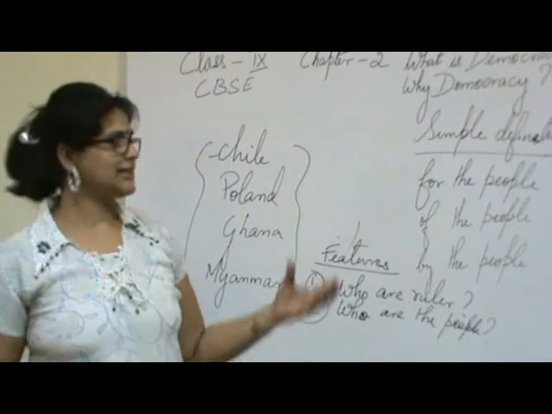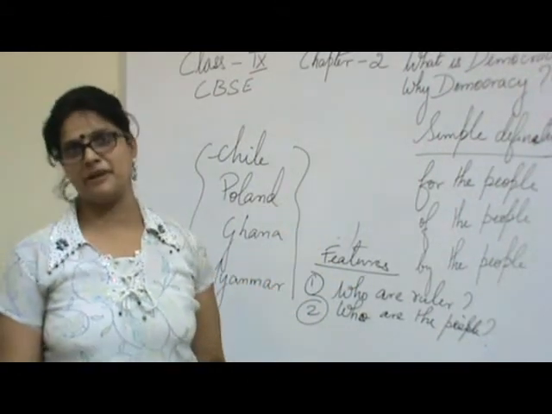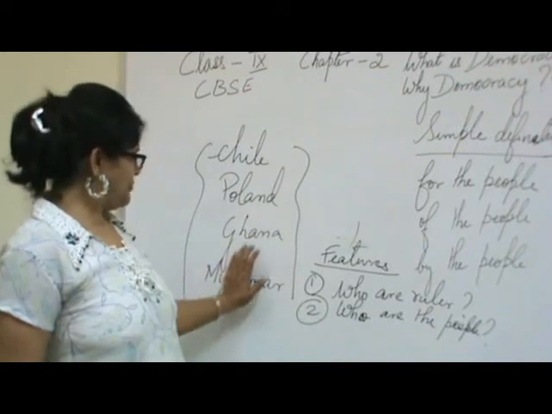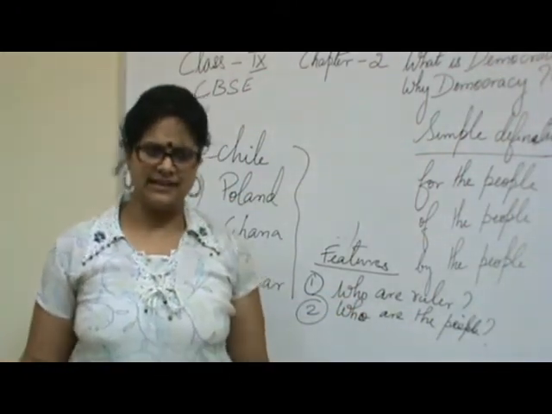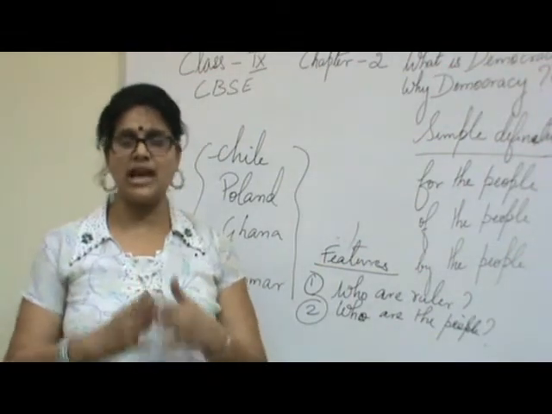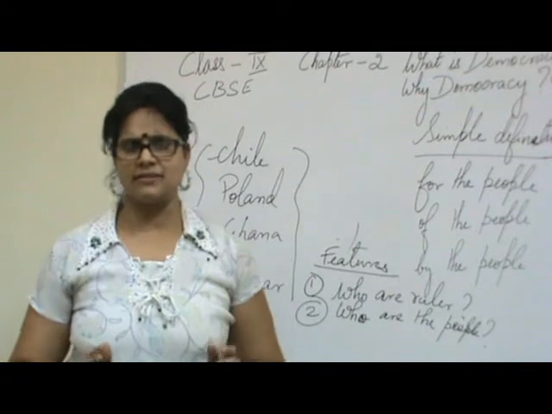Nkrumah's government went ahead and declared himself president for life. Later he was removed by a military coup. So what is happening here? We are able to sustain. That's very good that we as a country have been able to sustain and be there as a democratic country.